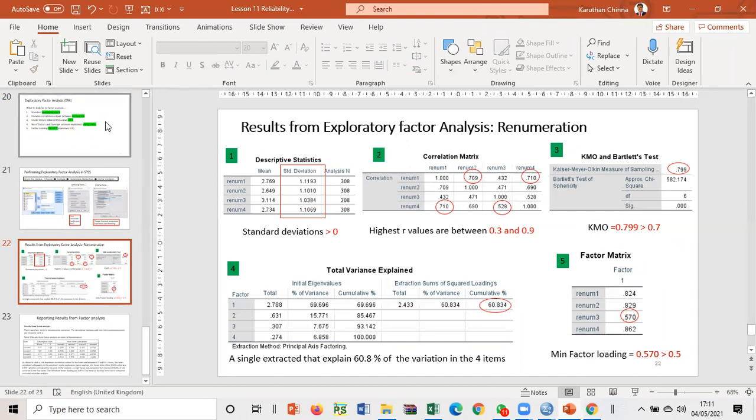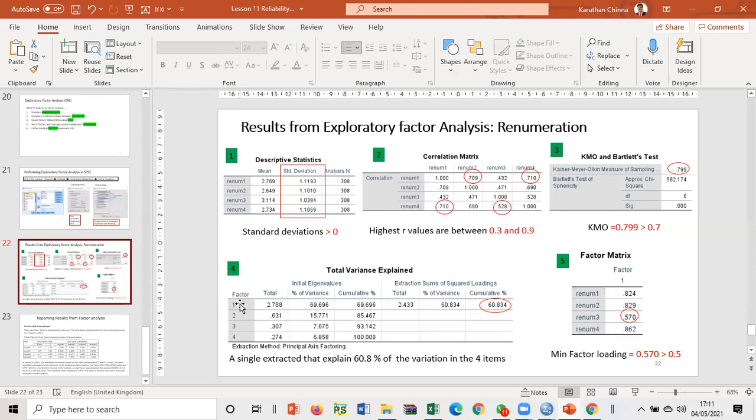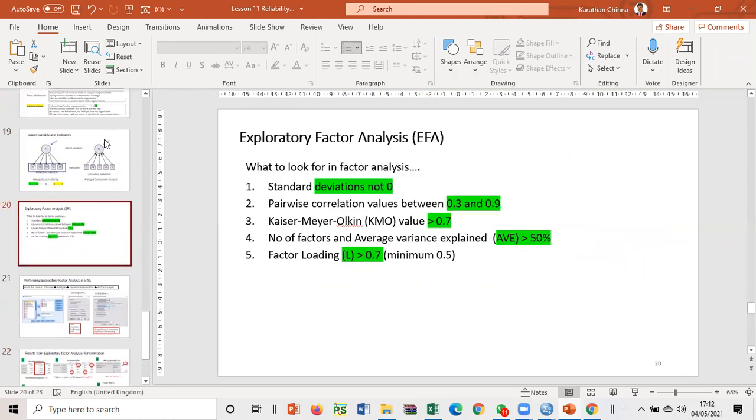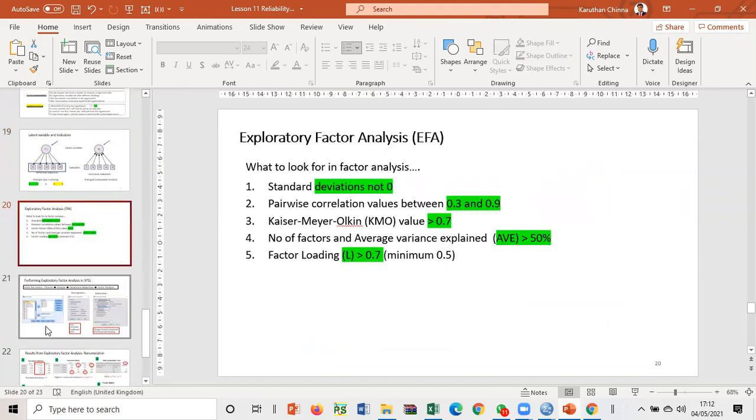Number 4, how many factors? On the left-hand side, how many rows are here? 4 rows. On the right-hand side? 1. That means the 4 can be reduced into one factor, which means the 4 items are actually coming from one factor. We should do some variation later.